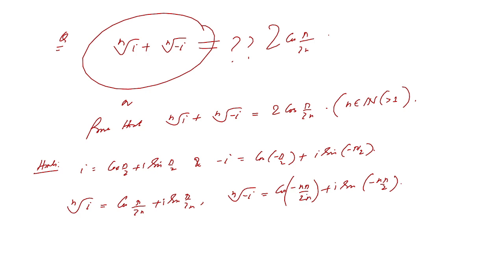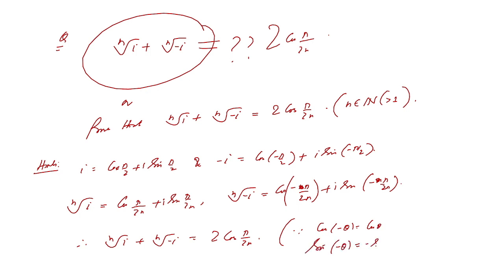Sorry, it will be 2n, and it will be 2n. So now we just add these. The nth root of i plus the nth root of minus i will be simply 2 cos pi by 2n, because you just apply cos of minus theta equals cos theta, since cos is an even function, and sine of minus theta equals minus sine theta. You just add equation 1 and equation 2 and you will get this value.